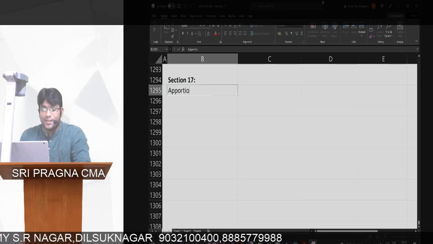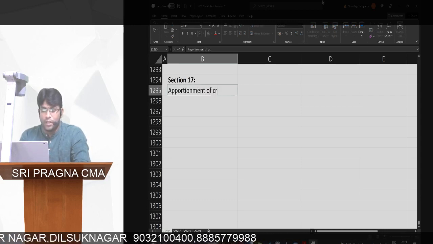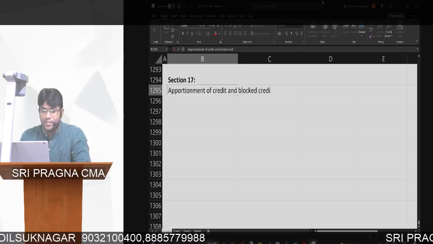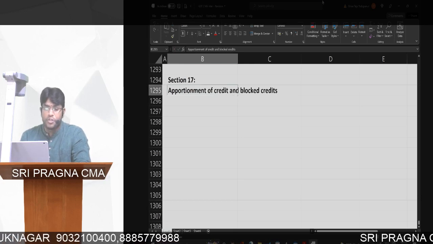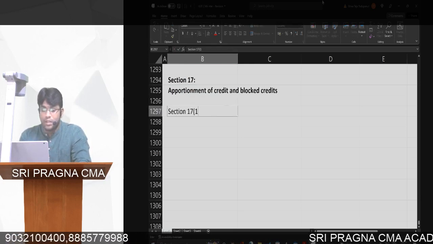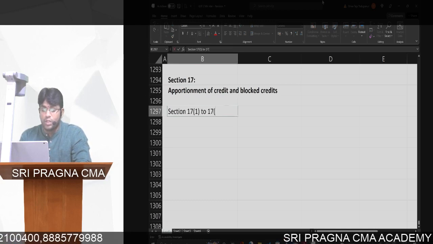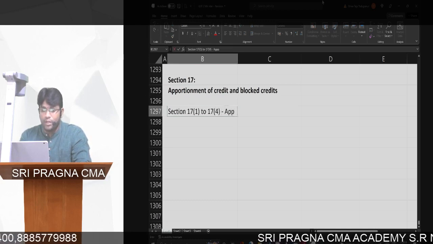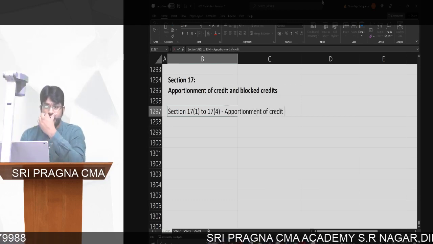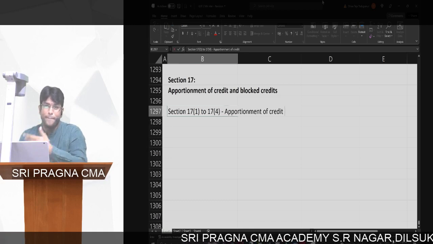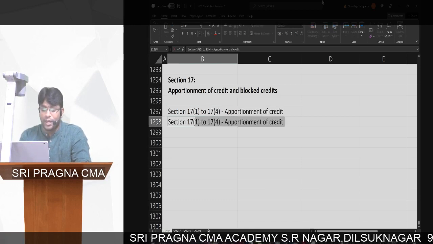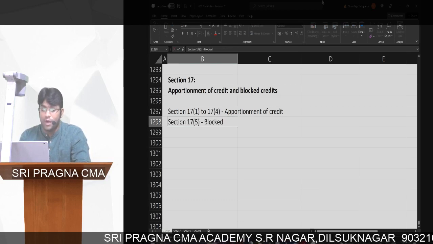Now, section 17 deals with the concept of apportionment of credit and block credits. In fact, my dear friends, section 17.1 to 17.4 deals with the concept of apportionment of credit, whereas 17.5 deals with the concept of block credit.